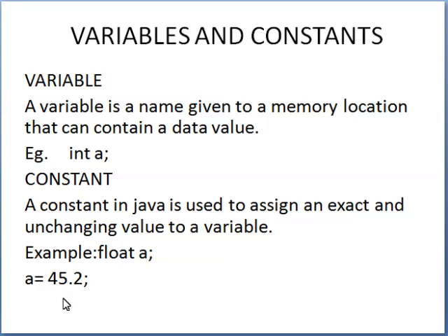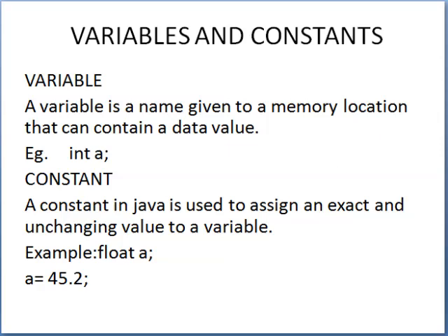Here in a variable, int A means we are able to store any integer value in the memory location A. Here it is a floating value. This A variable is a floating value, and we also assigned the value of A as 45.2. We cannot change the value of A. Okay, so this is the fixed value, and so it is called a constant.